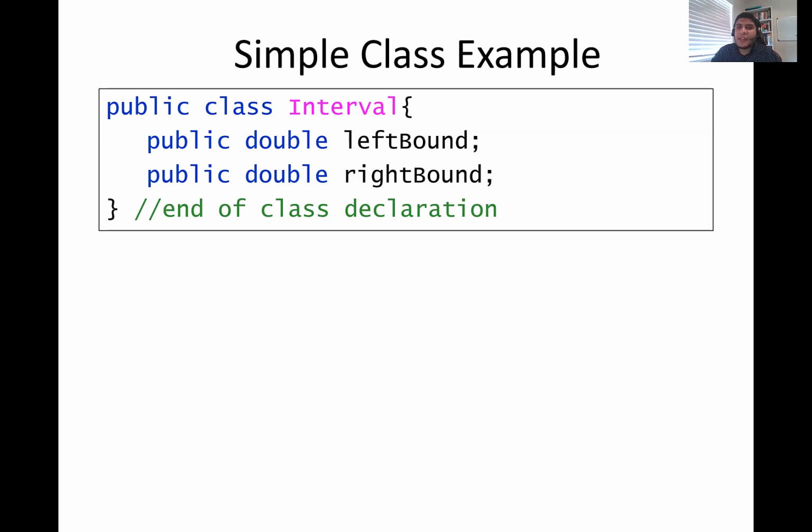Okay, so here is a very simple class. What I do is I declare my own class as public class. I call it Interval, where interval is really the, why this thing doesn't write.